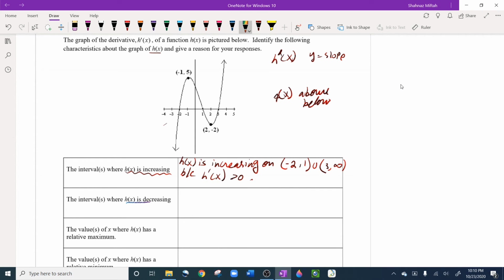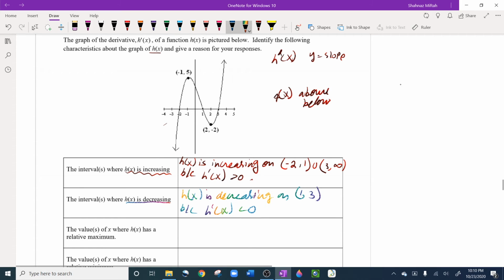Next, where it's decreasing. So I'm going to pick from the question. hx is decreasing on which intervals? Decreasing means all the y values are going to, since this is h prime, I have to look for the y values. If it was the original, I would look for tangent lines. But this is h prime, so I'm looking at y values from 1 to 3. 1 to 3, they are decreasing because h prime x is less than 0.